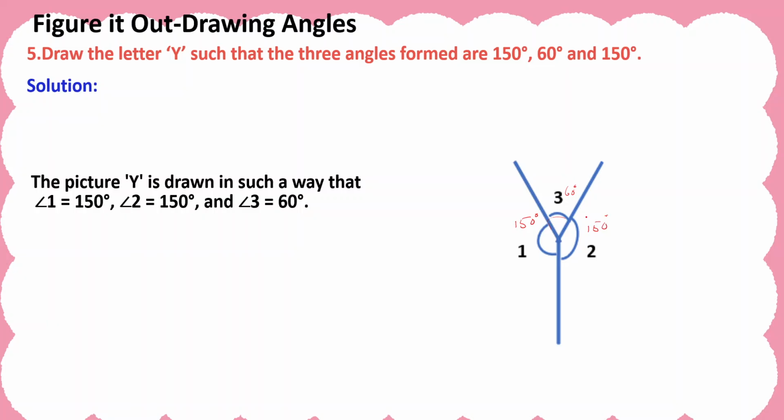Next, after this we got 150 degrees. So we have satisfied the condition, which is formed as 150 degrees, 60 degrees and 150 degrees. Angle 1 is equal to 150 degrees and angle 3 is equal to 60 degrees. Similarly, angle 2 is equal to 150 degrees.